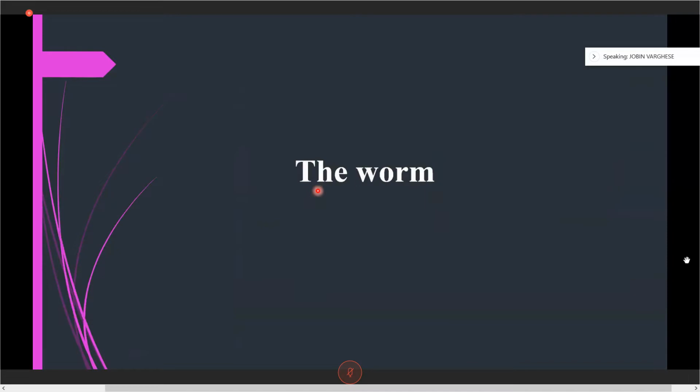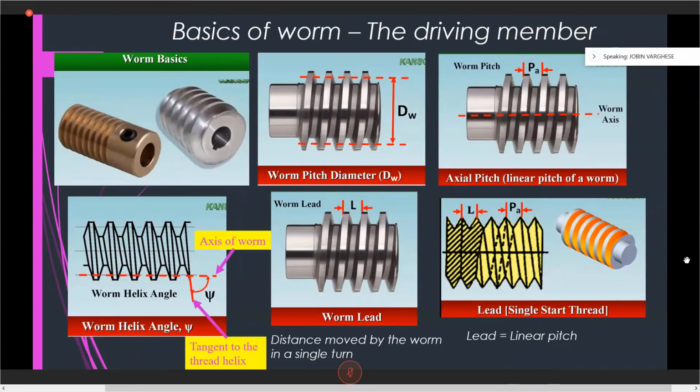Then comes specifically the worm. There are some basic parameters to be understood. This is the shaft, which will be connected to the worm pinion. This is called the pitch diameter, the pitch circle. Then comes the worm pitch, which is measured from one point to the same point on the next thread, along the worm axis. The only condition is that it should be measured along the worm axis.